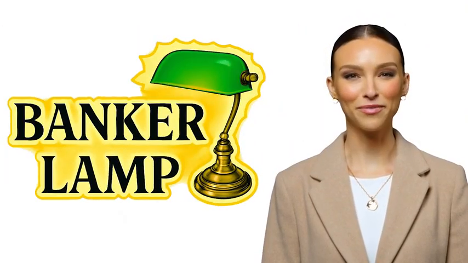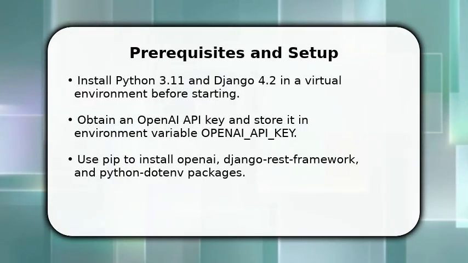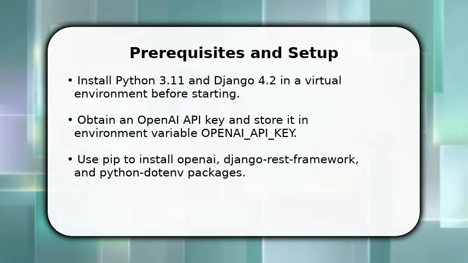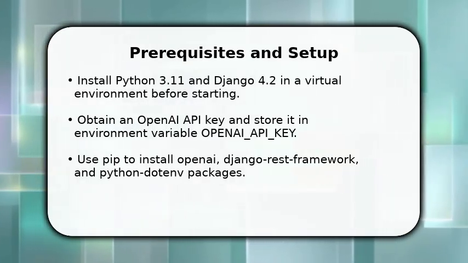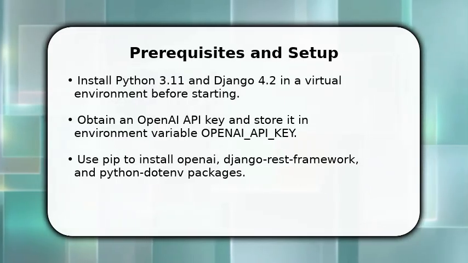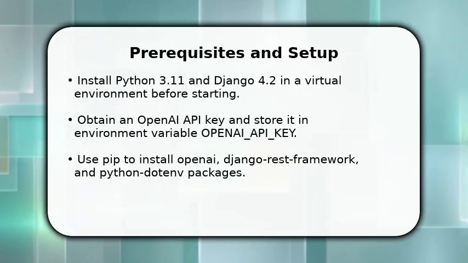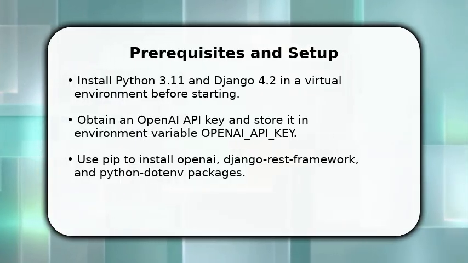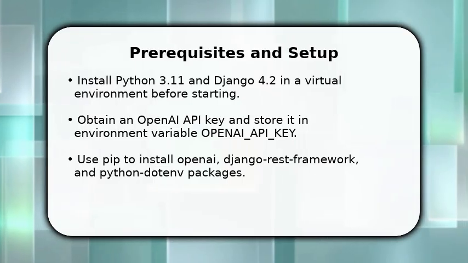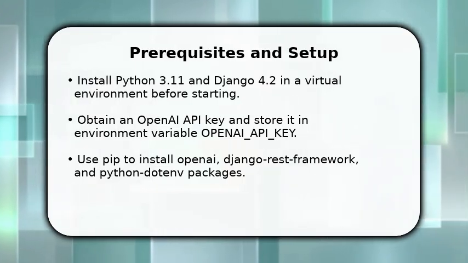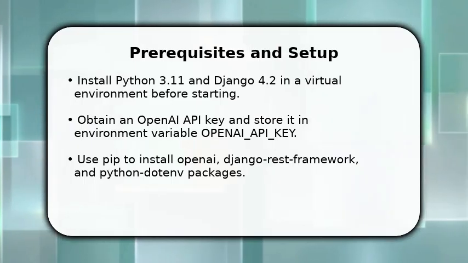Please enjoy the video. Start by preparing your development environment for AI in Django. Install Python 3.11 and Django 4.2 in a virtual environment. Use pip to install OpenAI, Django REST Framework, and python-dotenv for secrets. Obtain an OpenAI API key and store it in the environment variable OPENAI_API_KEY.